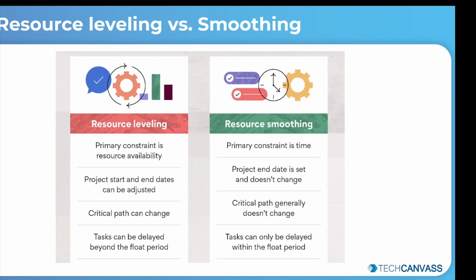After using resource leveling to resolve overallocation conflicts, you can use resource smoothing to even out the project schedule. While in resource leveling, tasks can be delayed beyond the float period, in resource smoothing, tasks can only be delayed within the float period.